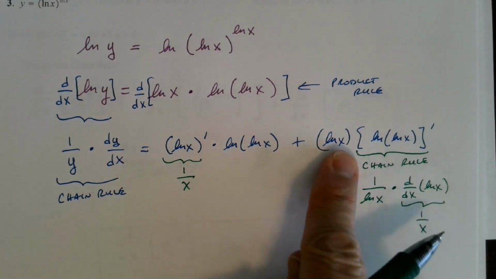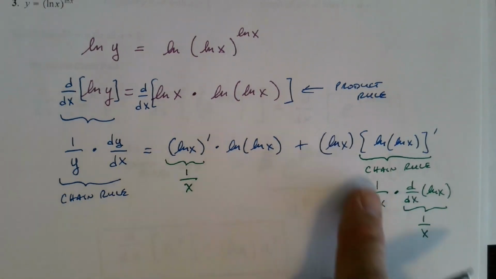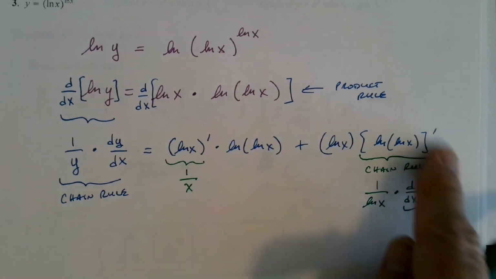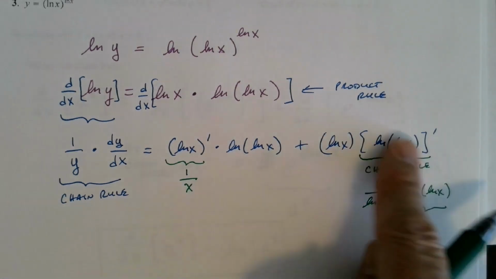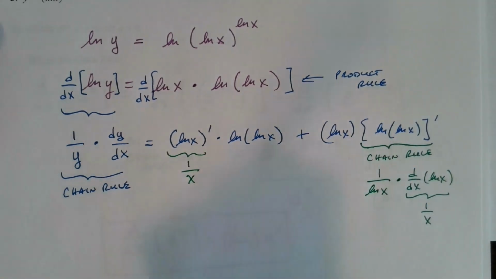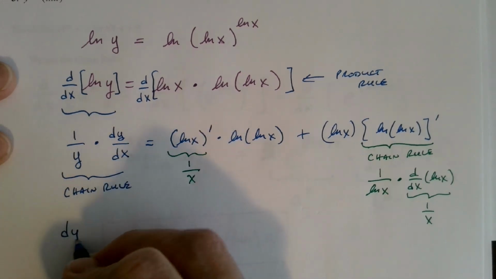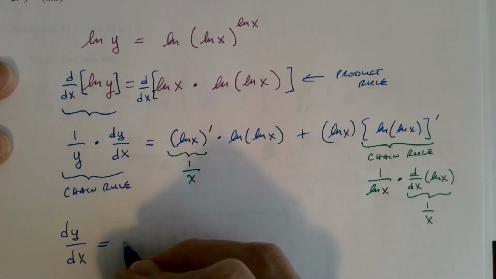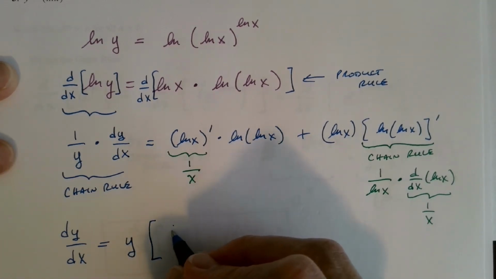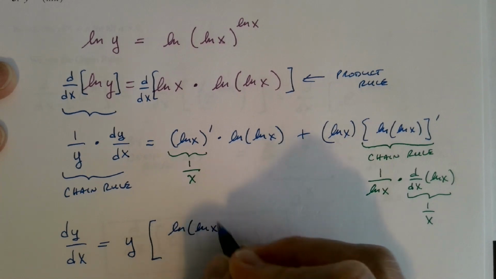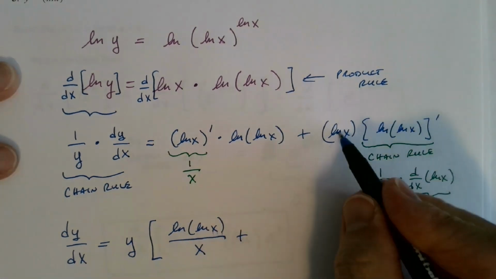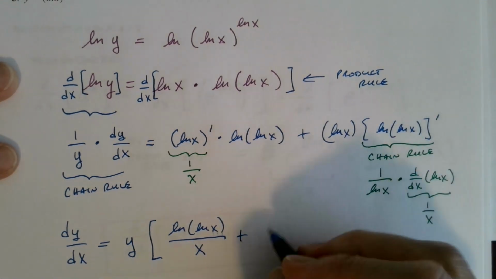But now when I multiply by natural log of x, what happens? The 1 over natural log of x, this product becomes 1. So this whole thing after the plus sign is just 1 over x. Solving for dy dx, multiply both sides by y. And I have basically natural log of the natural log of x all over x, 1 over x times that, plus, and what do we say here? Natural log of x times this is 1. Just 1 over x.